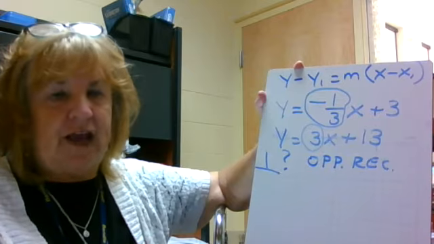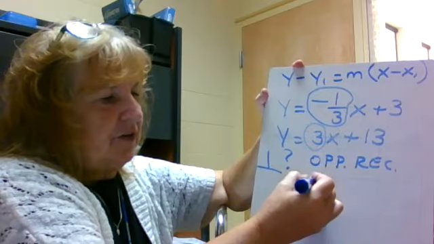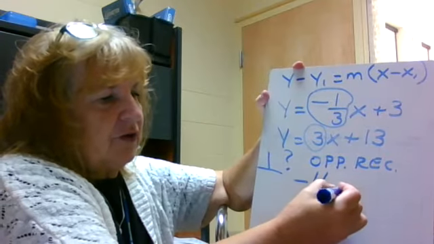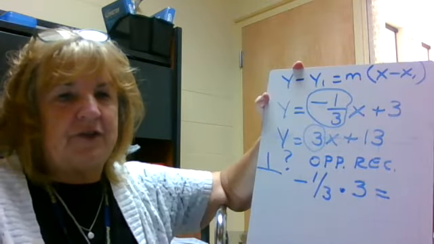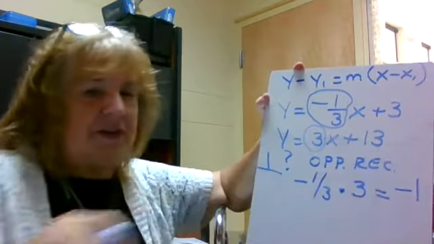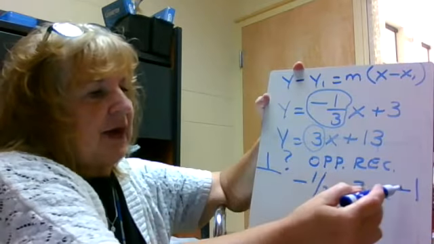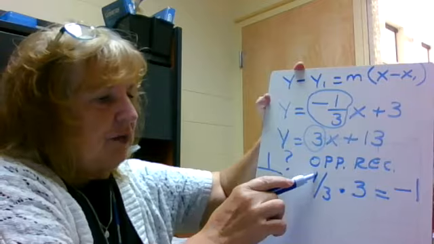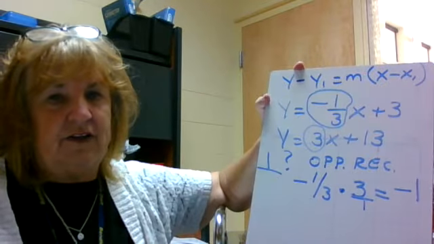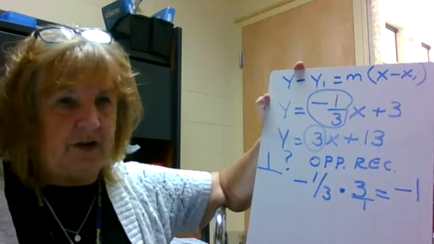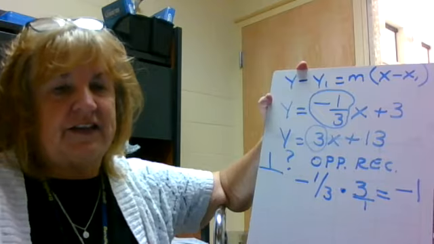But the algebra way of showing that they are opposite reciprocals is to multiply the two slopes together, negative 1/3 times 3. And if they are opposite reciprocals, the answer will always be negative 1. Well, if you multiply a negative times a positive, you get a negative. And if you multiply 1/3 times 3 over 1, you get 1. So that's how you would show that they are perpendicular, by showing that the product of the slopes is negative 1.